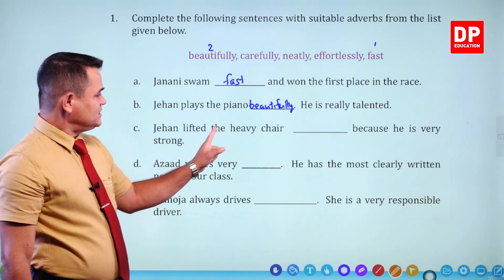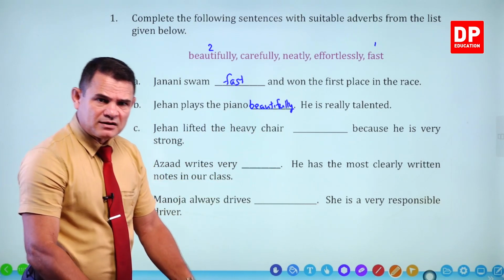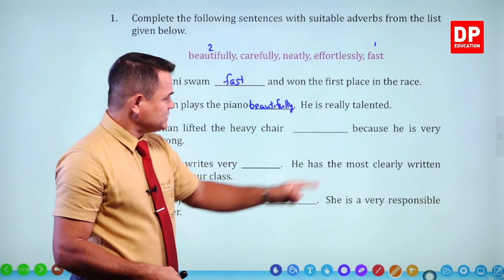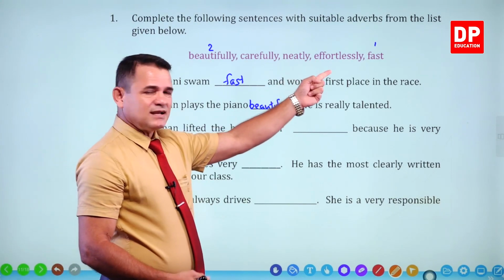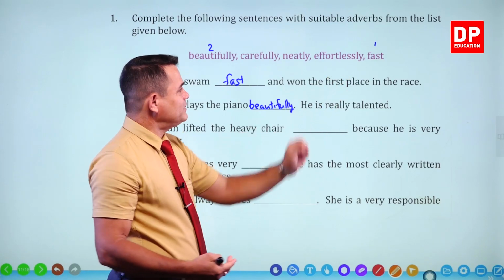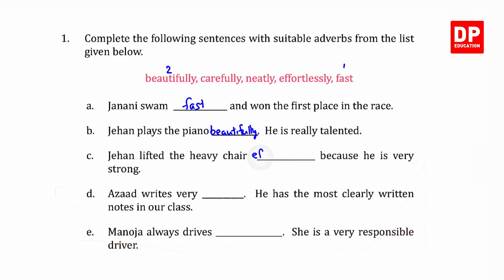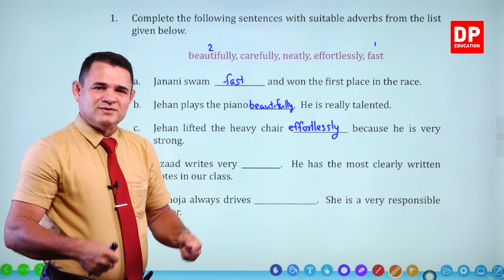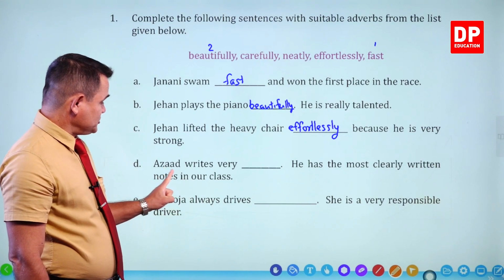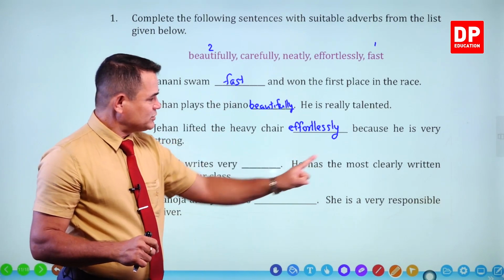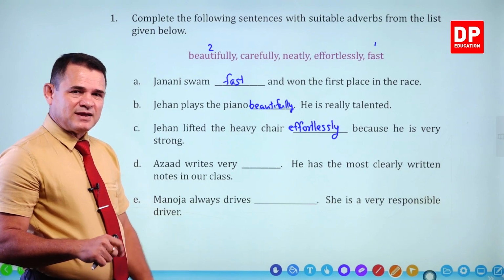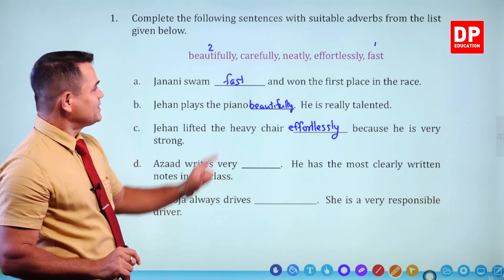And Jehan lifted the heavy chair. Heavy chair බර පුටුවක් ඉස්සුවා. කොහොමද? Because he is very strong. ශක්තිමත්. ශක්තිමත් කෙනෙක් නම් බර පුටුවක් කොහොමද? කිසිම දැනීමක් නැතුව හරි පහසුවෙන්ම. Effortlessly. කිසි ආයාසයකින් තොරව හරි පහසුවෙන්ම. And Azad writes very, ලියනවා හරීම, and he has the most clearly written notes. පැහැදිලිම notes තියෙන්නේ එයා ගාව. එහෙනම් කොහොමද ලියනවා ඇත්තේ එයා? Neatly.